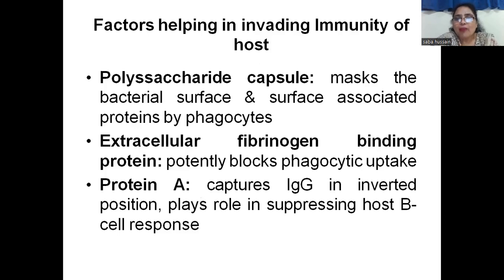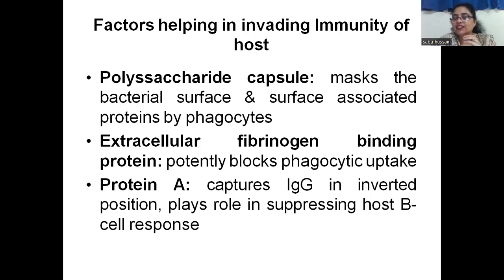Coming back to the Staphylococcus genus, which has many organisms which cause a lot of infections. What are the factors which help them in evading the immunity of the host? It can evade both kinds of immunity of the host, that is natural and acquired. First of all, it has a polysaccharide capsule. This polysaccharide capsule protects it or masks it from phagocytosis.